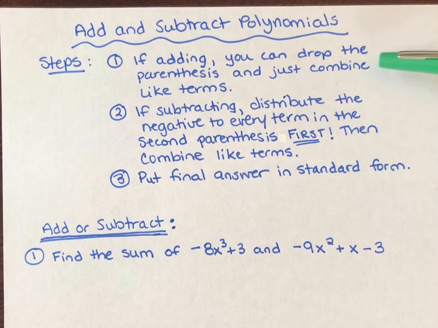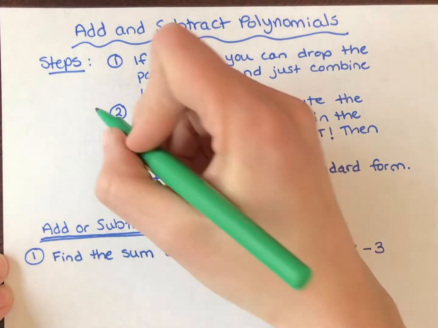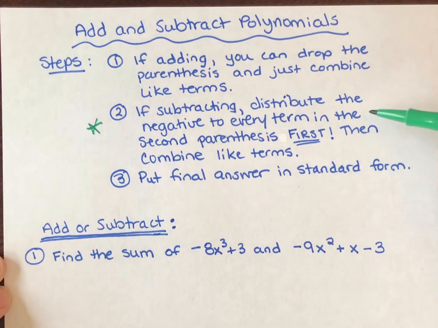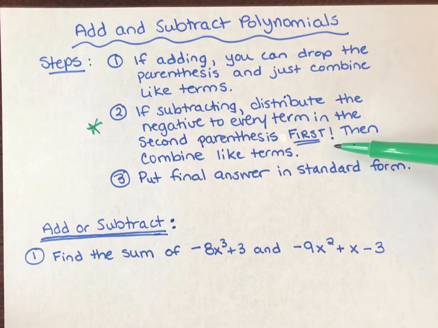If adding, you can pretty much just drop the parentheses and combine like terms. We reviewed how to combine like terms in the previous video. So if you're adding, you're really just going to add straight across and combine your like terms. What you really have to be careful about is step 2. When you're subtracting, if you are subtracting an entire expression, you need to distribute the negative to every term in the second parenthesis first. Then you can combine like terms. Finally, we're going to put our answer in standard form.